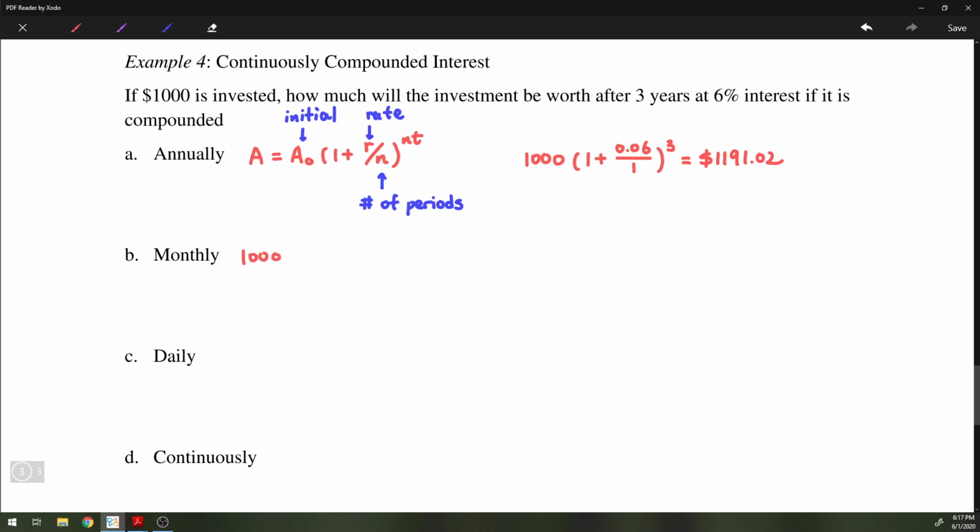Monthly, basically the same thing. Now, of course, we're going to divide the interest rate by 12, because there are 12 months in a year, and then 3 years worth of months, 36 months. And we'll get slightly more interest because of the compounding. The more frequent, the higher the interest: $1,196.68.